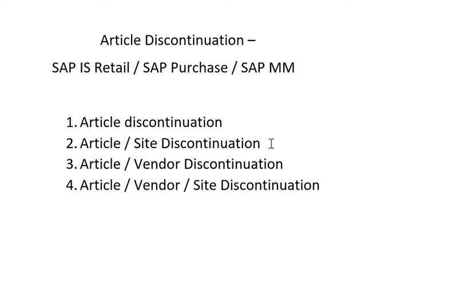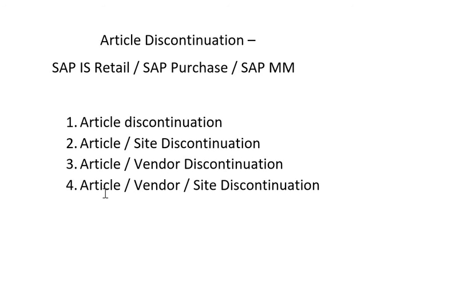It means that some article may not be needed for a particular site but it is needed for another site, so we can selectively choose a particular site as well. And next is the article vendor discontinuation, meaning that we do not want to take the supply from a particular vendor, but we may allow the procurement from other vendors. So we can also discontinue from a particular vendor.